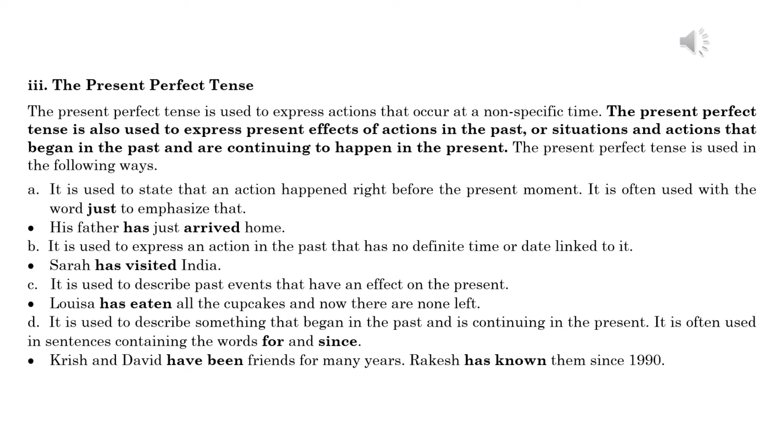It is used to describe past events that have an effect on the present. Louisa has eaten all the cupcakes, and now there are none left. It is used to describe something that began in the past and is continuing in the present. It is often used in sentences containing the words for and since. Krish and David have been friends for many years. Rakesh has known them since 1990.